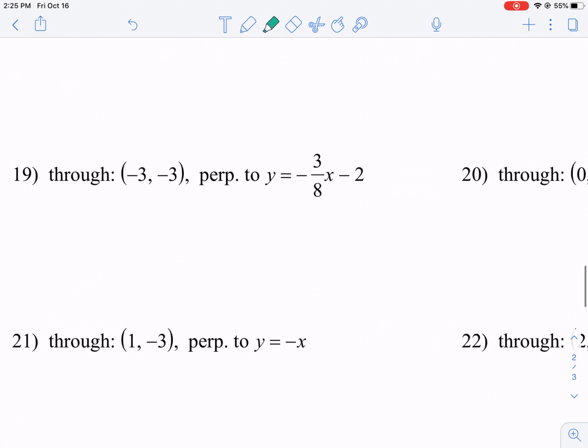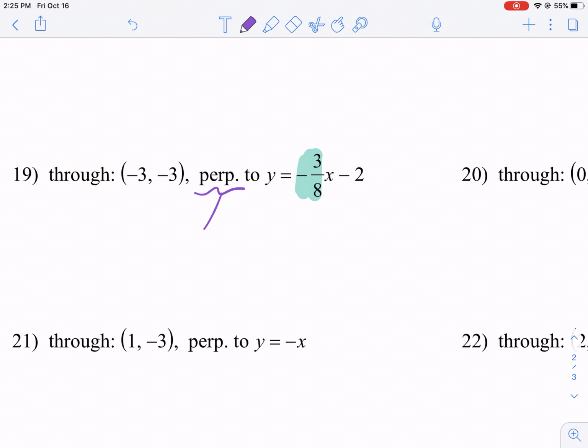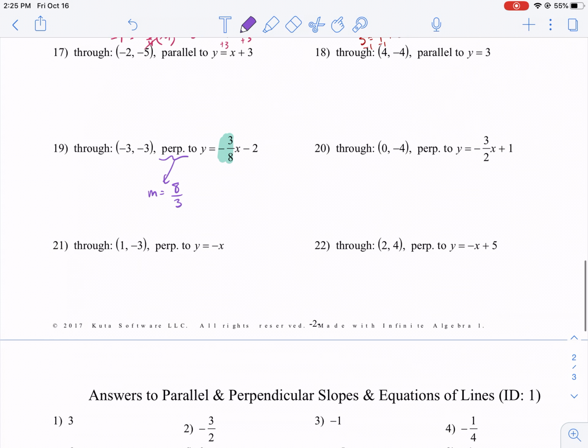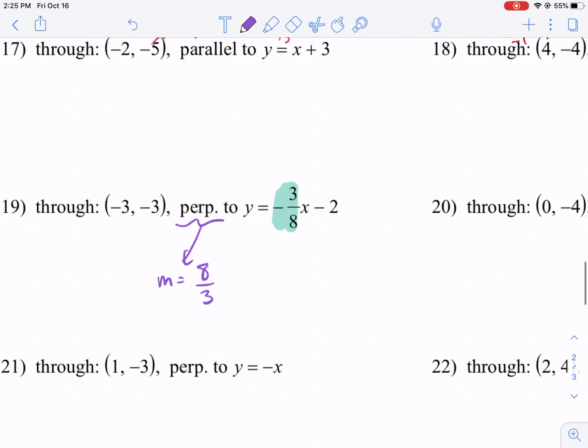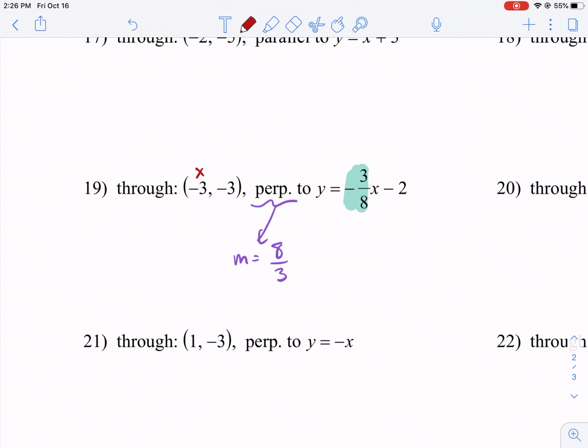Okay, you can do the same thing with perpendicular. The only difference is instead of plugging this in, you would want to change it to the opposite reciprocal. So the slope you'd want to use for this one would be positive 8 over 3, and you'd go through the same process. For the sake of this video, I'm not going to show you the point slope form just because it's not asking for it. This is just the process you're going to do every time: you're going to write the x, you're going to write the y, and you're going to plug those values in. So I'm going to go ahead and finish 19.